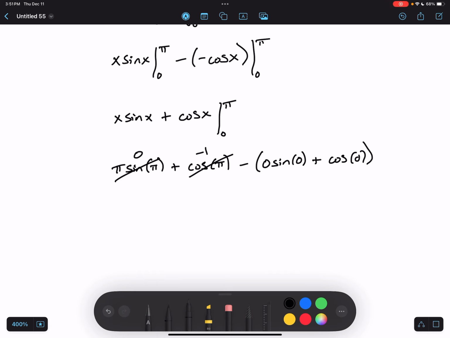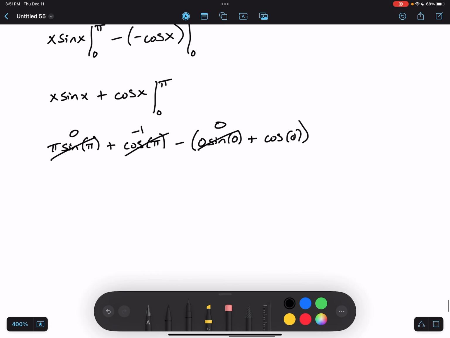Minus 0 times anything is 0. And cosine at 0 on the unit circle is just 1. So what this is, is negative 1 minus 1, which equals negative 2.